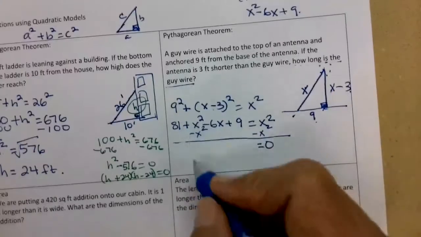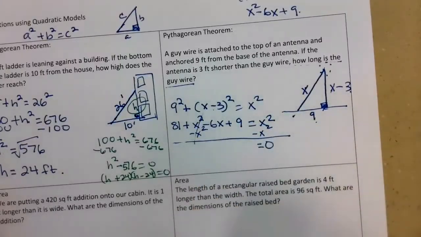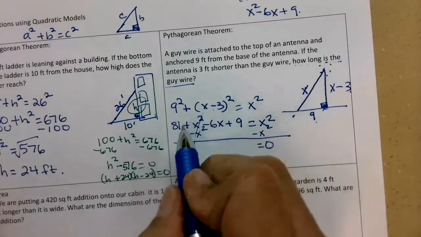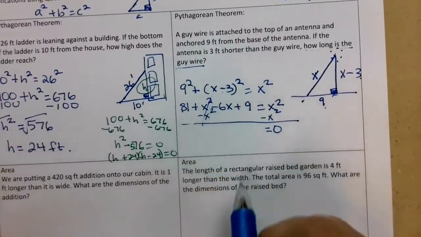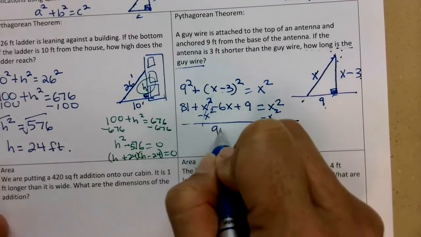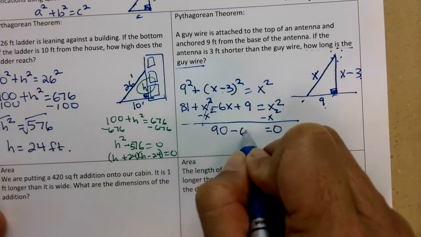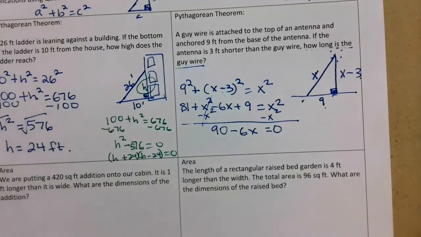But notice what happened over here with my x squares. Right, they're completely gone. And so now we have 81. I can go ahead and add that to the 9. 81 plus 9 is 90. So 90 minus 6x equals 0. That's the equivalent equation that I come up with.